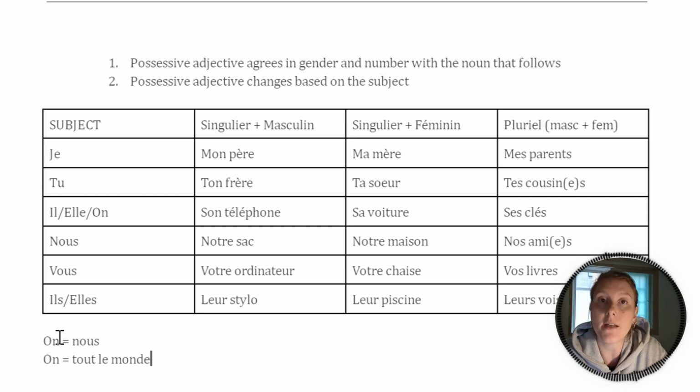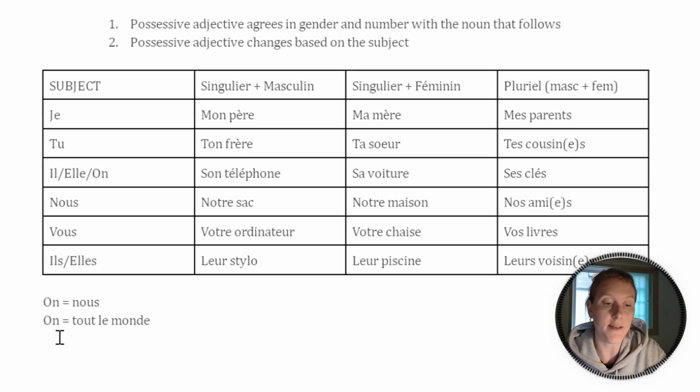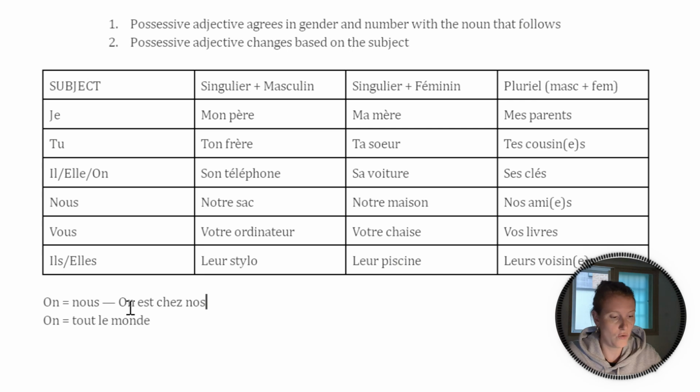So depending on the sentence that you're gonna make, the possessive adjective will change. If we go with on, meaning nous, it will be first person plural, so you would have to use those possessive adjectives. If you're going with on in a way of general saying, like we French people, or that type of meaning, you're meaning tout le monde, you would have to go with singular. So let me give you an example. On est chez nos grands-parents, right?